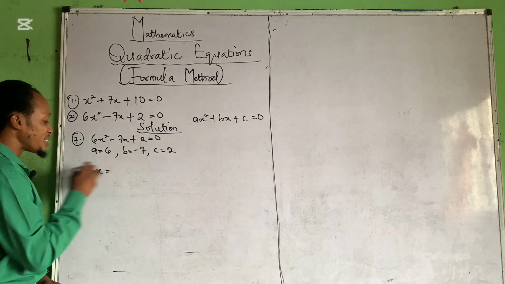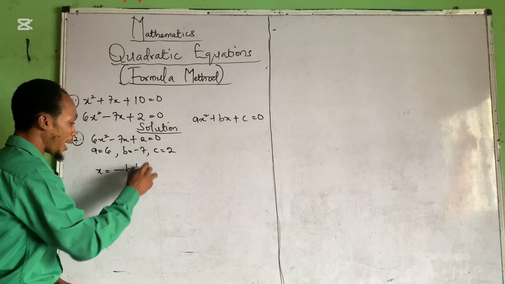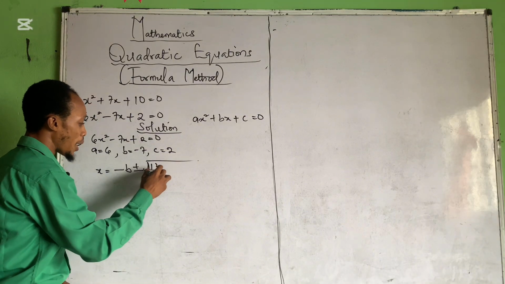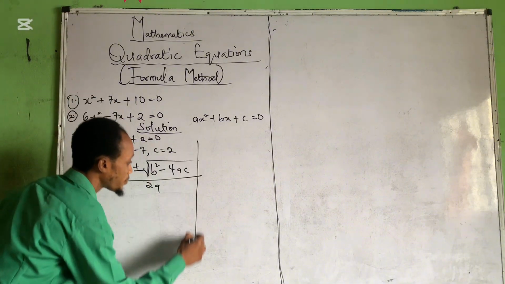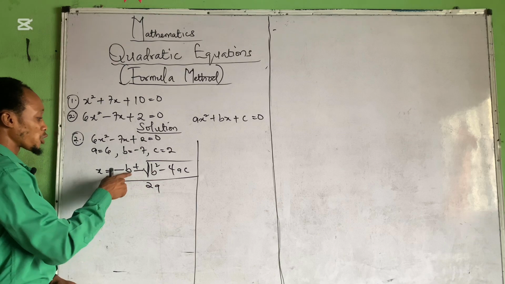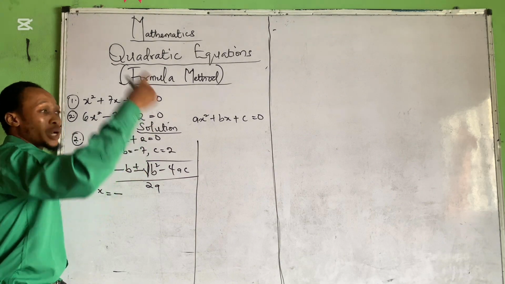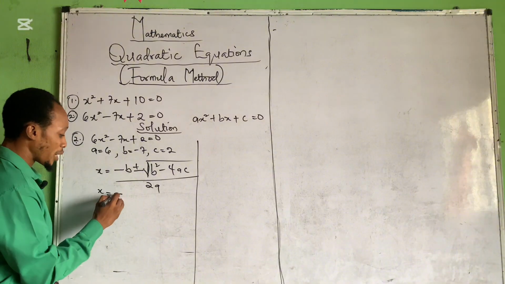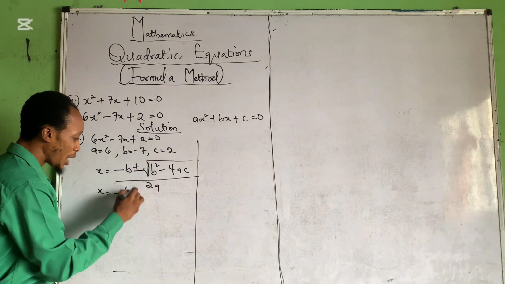Now, x is equal to, remember the formula, we have minus b plus or minus square root of b squared minus 4ac over 2a. All right? Let me substitute. So we have x equals minus, what's b now? Remember, b now is minus 7. The other one was b is plus 7. So now this formula is carrying minus, then we also have minus 7 as b.